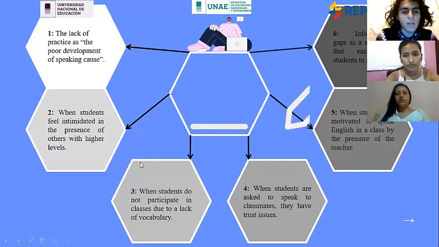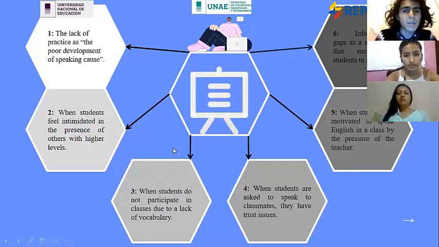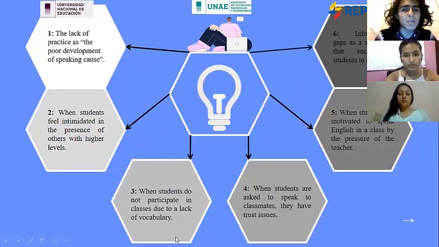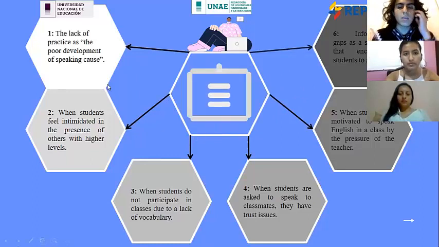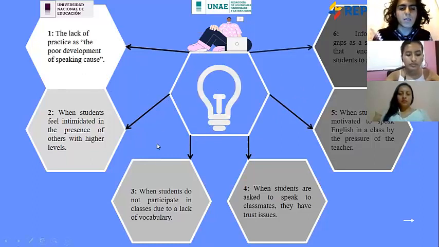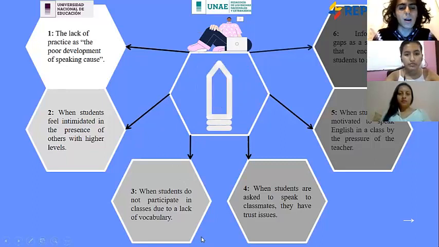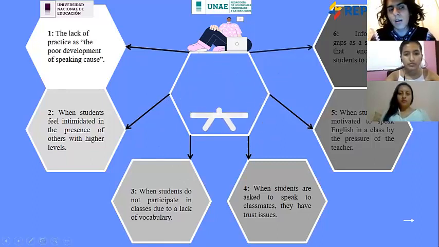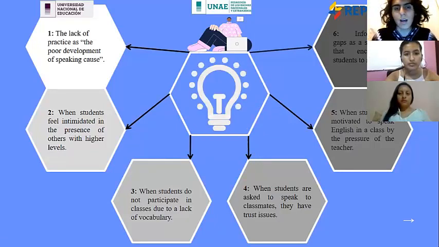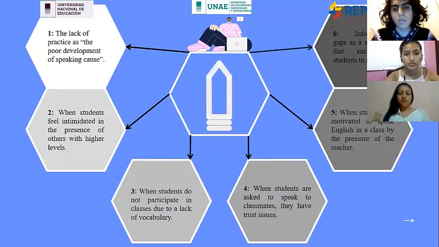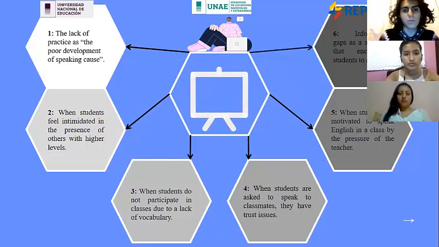and who have other levels. And the last one is when students do not participate in classes due to lack of vocabulary. This is linked with the first one, because if they don't practice, they will not develop a really broad vocabulary to speak. They will not find the words they need to speak as they would in their native language. So we will proceed with the following points.